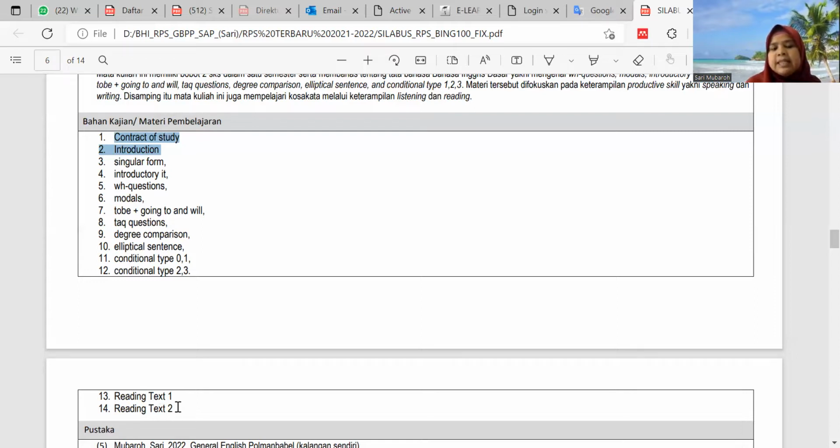And the 13th person will deliver the first material again, singular form. 13, 14, 15, 16, 17, 18, 19, 20, 21, 22, 23, 24, and 25 goes back to the previous one again, 25 back to singular form, 26, 27, and so on.